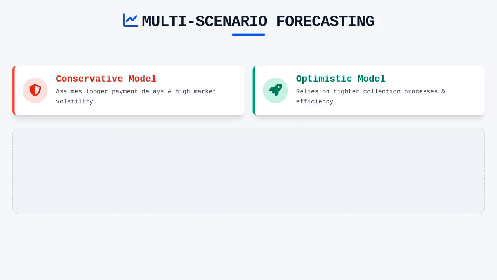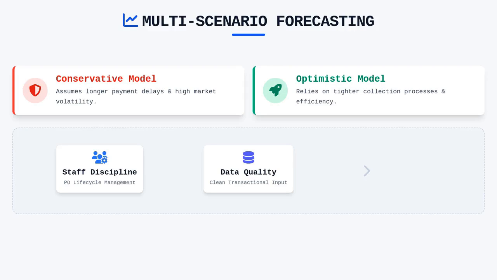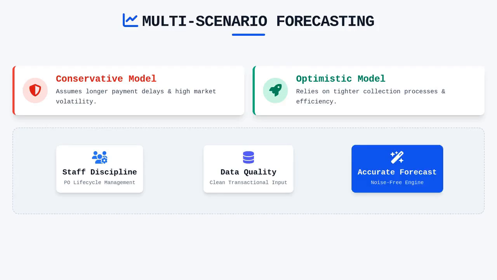Defining these scenarios requires consistent input from across the organizational hierarchy, as the accuracy of the model is entirely dependent on the quality of the transactional data input at the source. If your staff does not manage the purchase order lifecycle or customer payments with discipline, the forecasting engine will reflect that noise.